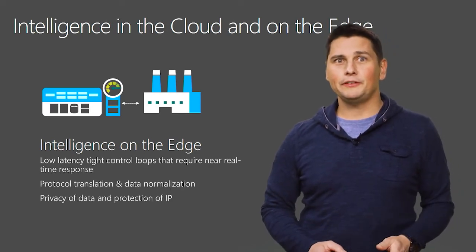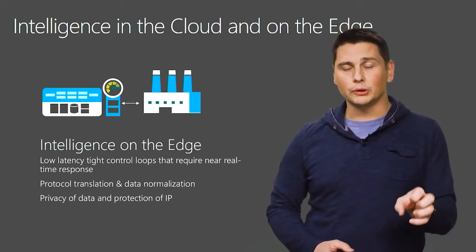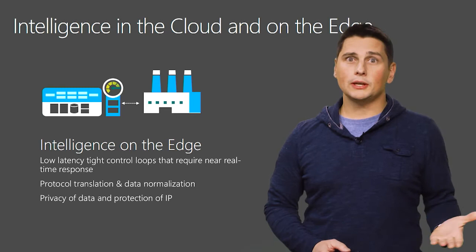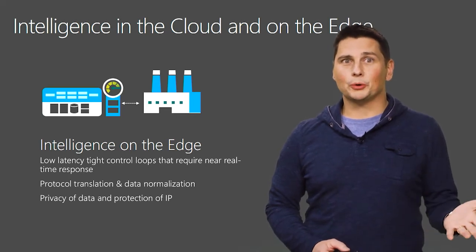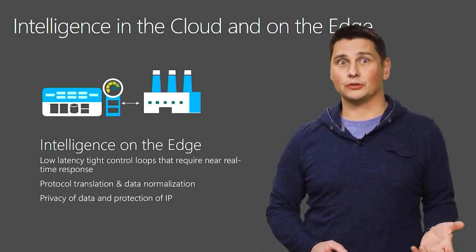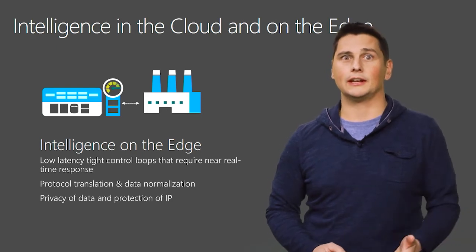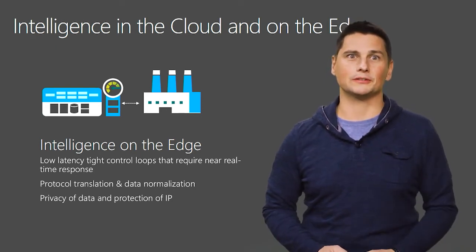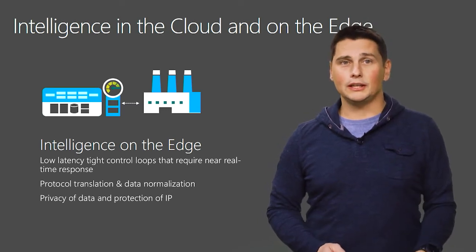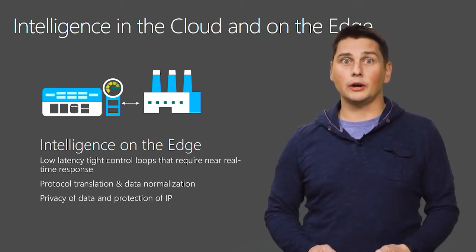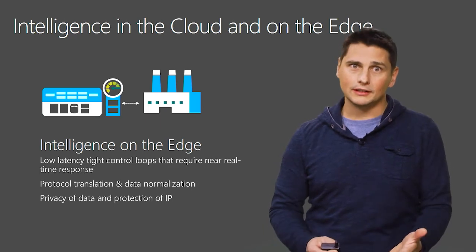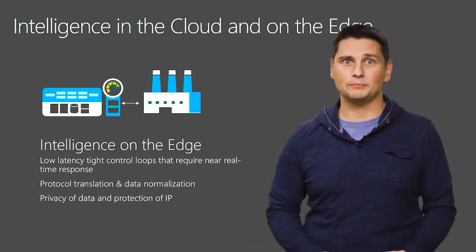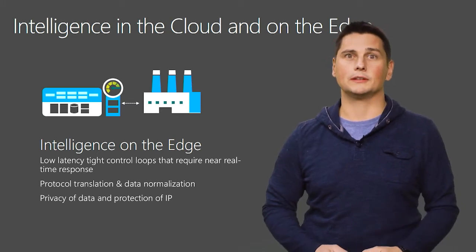Now when it comes to the edge, the reason why you want to use intelligence at the edge is to benefit from low latency, tight control loops that require near real-time response. You also can benefit from translating protocols, connecting devices that normally wouldn't be able to access the internet. You can also normalize data and make it available for other systems and solutions. Last but not least, because you're on the edge, on your property, you can guarantee that the data is staying there. And so you are working towards privacy policies, and it can protect your IP as well.